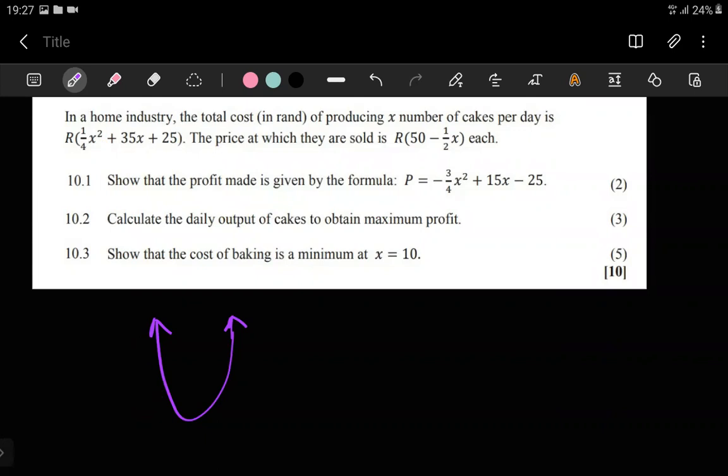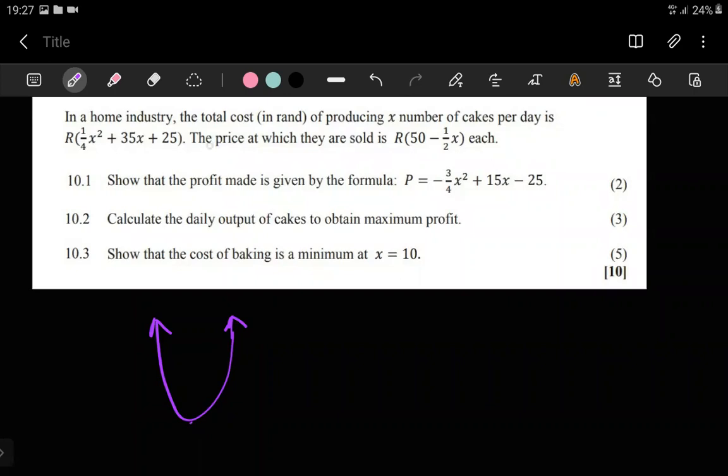Let's just say, because of how this behaves, we know that the total cost of producing cakes, the more you make, the cost of making those cakes gets lower and lower until a certain point, and then the price of making those cakes starts getting higher. That's exactly what this is saying. They say that the total cost of producing X number of cakes per day is this much.